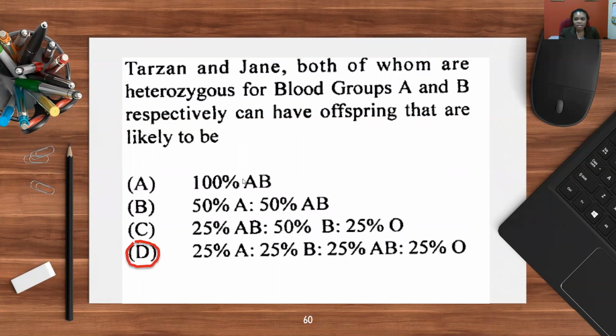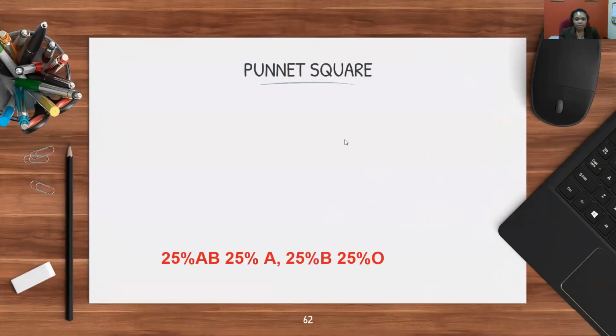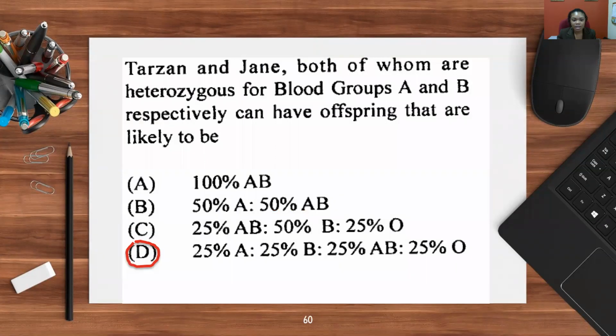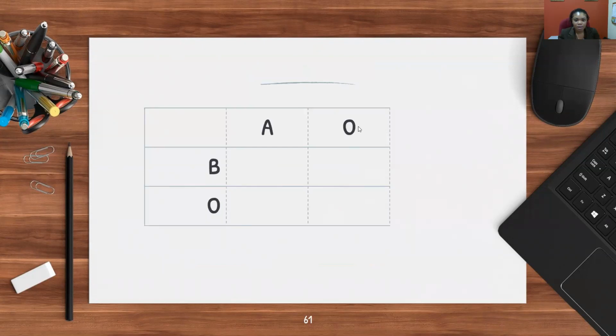All right, so the answer is D, and I'm going to show you why. So let's put it together. Tarzan and Jane, AO, BO. So they are both heterozygous. So you would get AB here, BO, AO, and OO. So that would give you 25% AB, 25% A, 25% B, and 25% O. So all of it would be 25%. So the answer is D. So again, AB, BO, AO, OO.